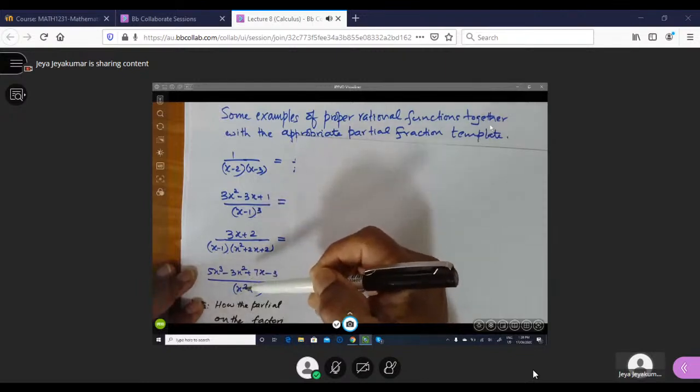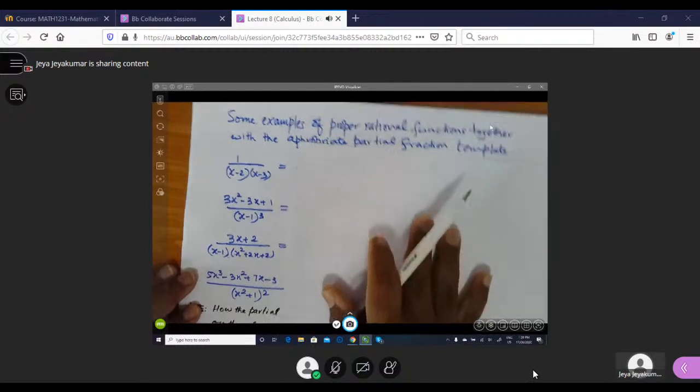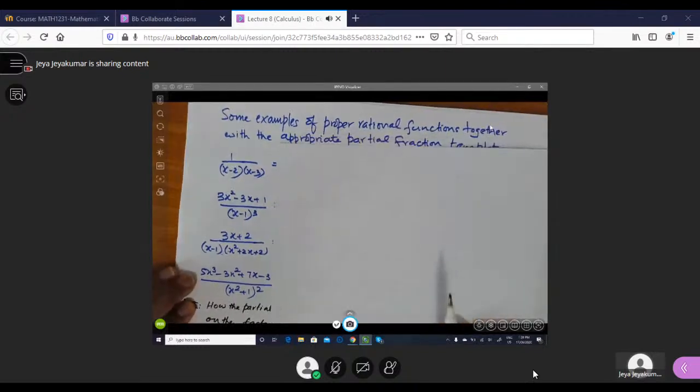That's the second thing you want to know. Third one, you see the type of the factors you have. Because we will see the partial fraction technique relies on the factorization of the denominator and the type of factors you have. So that's important to understand.